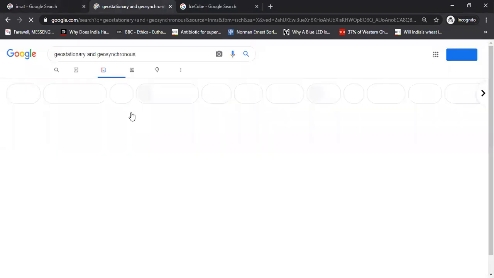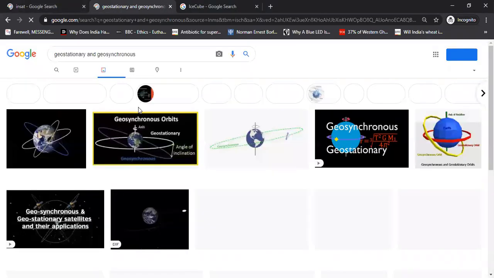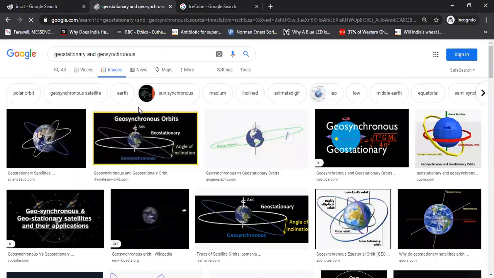So just remember one thing, geosynchronous is a subset of geostationary orbit. Understand this? In a geosynchronous orbit, the orbital period, or orbital velocity, is equal to the Earth's rotational velocity. And in the case of geostationary, sorry, it is one type of geosynchronous orbit in which the orbit is exactly over Earth's equator.